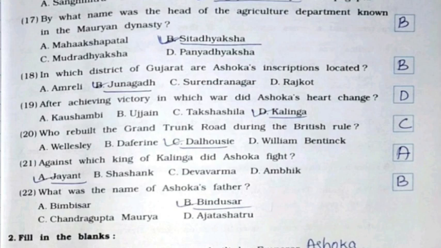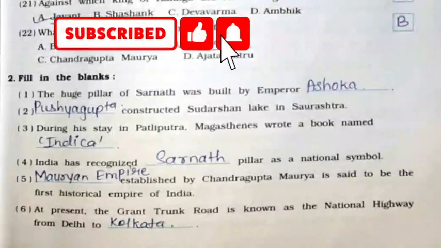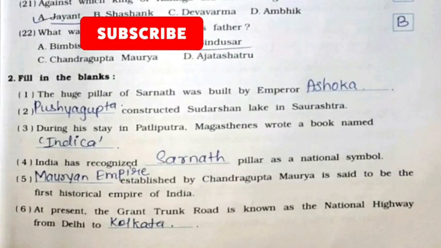21st, against which king of Kalinga did Ashoka fight? Option number A, Jayant. 22nd, what was the name of Ashoka's father? It's option number B, Bindusar. Now we'll continue with question number 2, that is fill in the blanks.